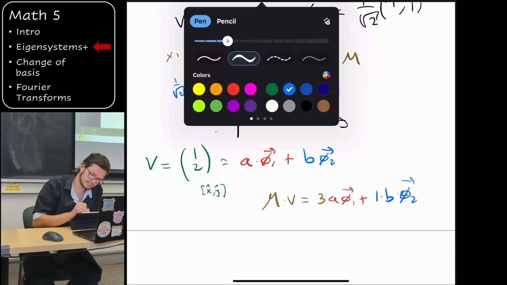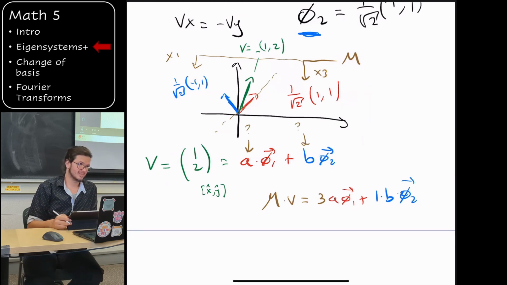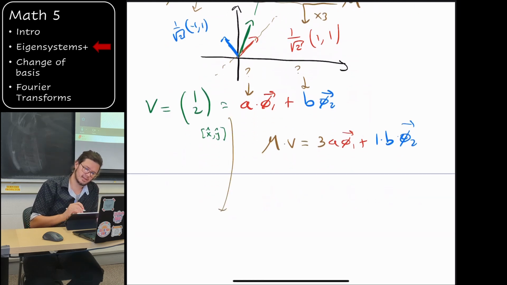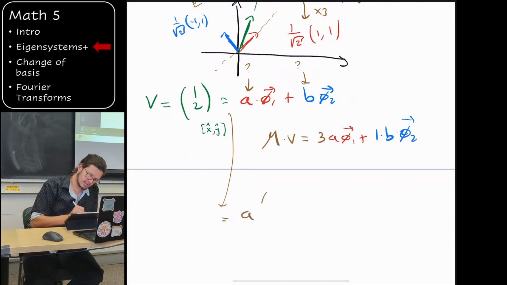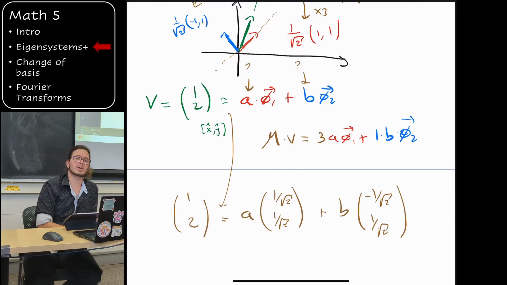How do I find these coefficients? You can plug in phi 1 and phi 2. What do you mean? The vectors. So for example, I think I see what you mean. So to write A times the vector 1 over square root of 2, 1 over square root of 2, plus B times minus 1 over square root of 2, 1 over square root of 2. And this should be equal to 1, 2. And then I have two equations with two unknowns, and I can solve. Perfect, that works. That's one way of getting that.